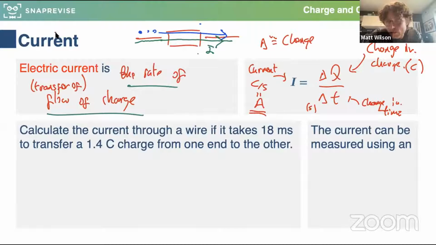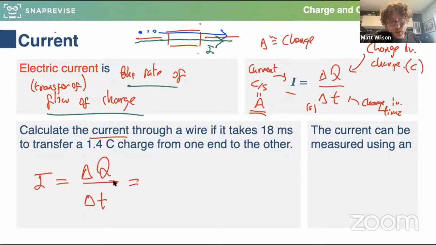So let's have a go at a practical question. Calculate the current for a wire if it takes 18 milliseconds to transfer a 1.4 coulomb charge from one end to the other. Okay, so we only have one equation available to us at the moment. We want to calculate the current, and we have a formula for the current, so we should write it down. Formula for the current is its change in charge over change in time.